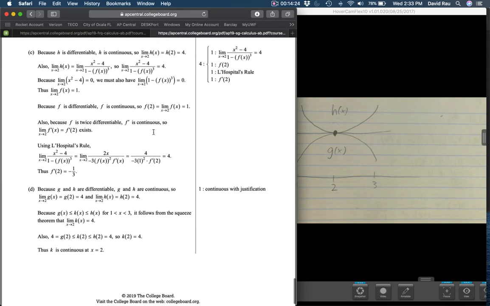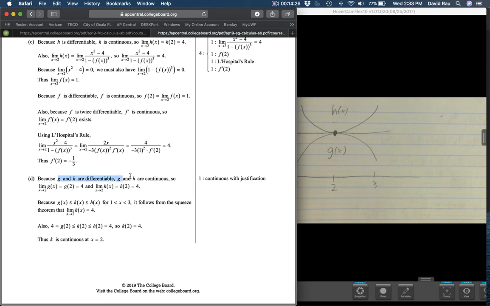Let me see if I am right. Because g and h are differentiable, they're continuous, and so the limit of g is 4, the limit of h is 4, and because k is squished in between them, the limit of k must be 4 as well. Same idea. So therefore it is continuous. You can take the limit of g and h and get 4, therefore the limit of k must be 4. You can just plug in the value for g and h and get 4, and therefore k of 2 must be 4 as well. So there.